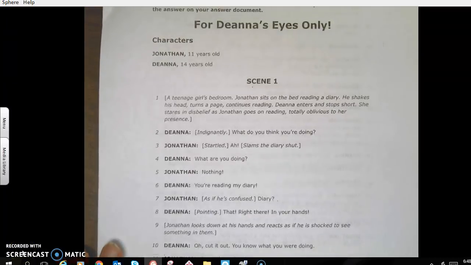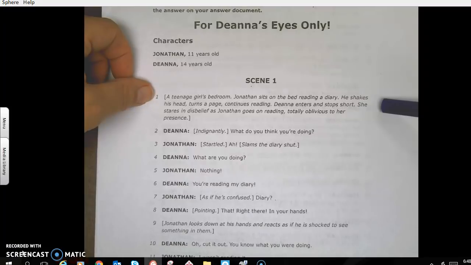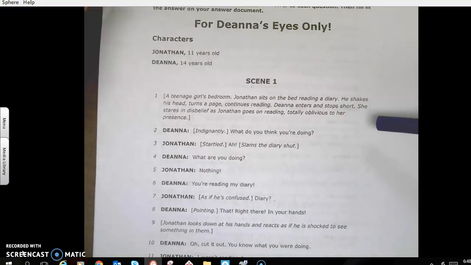Okay, we're going to do some more STAR practice. This is a play. It's called For Deanna's Eyes Only. It has only 2 characters. And as I briefly look at the first stage directions, I can see this is probably just fiction. The way that we read fiction, we look for a plot diagram, dialogue, characterization, and all the plot elements, theme, conflict, resolution, all of those things.